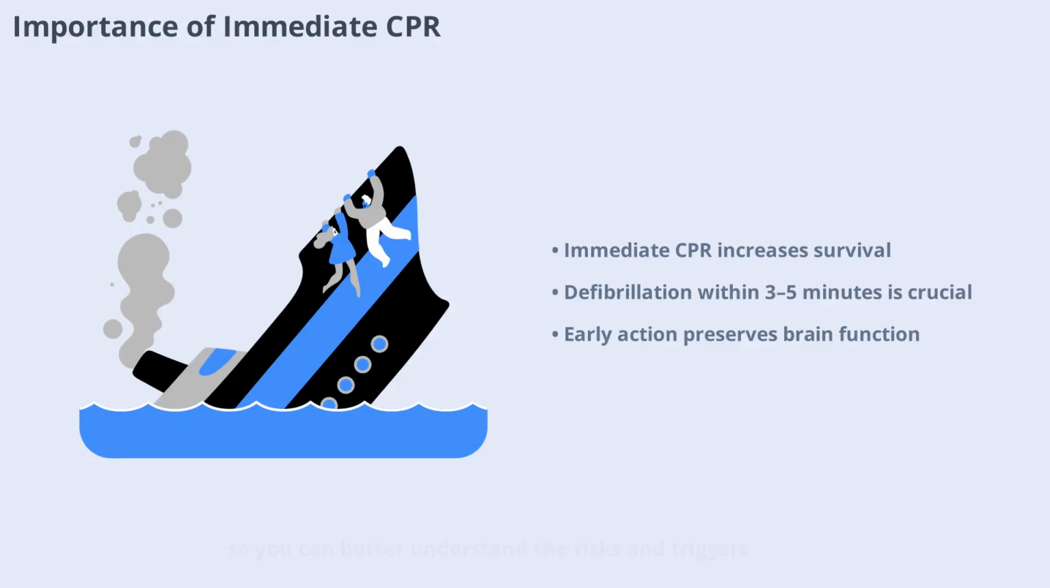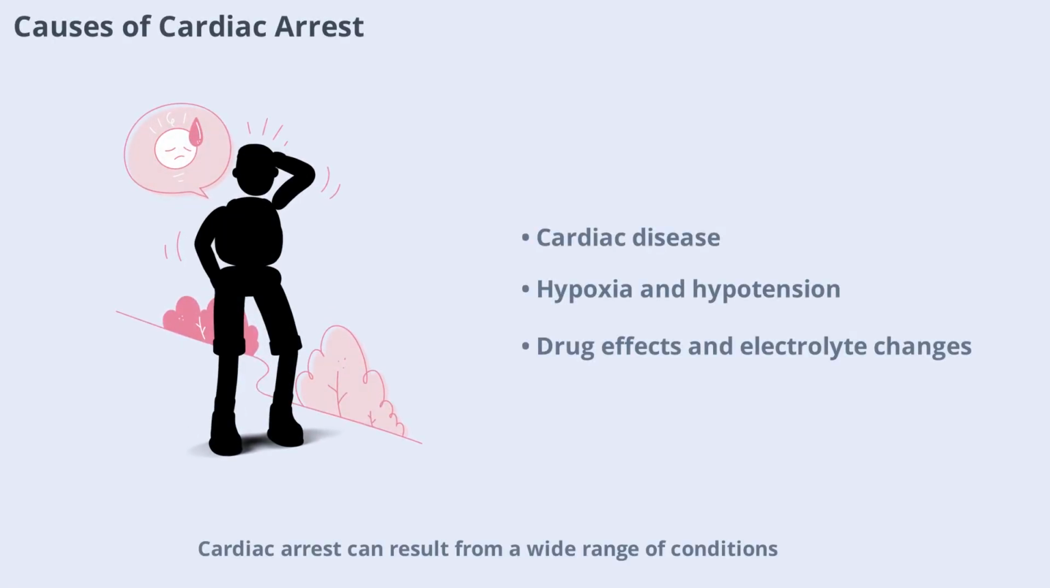Let's now look at the various causes of cardiac arrest, so you can better understand the risks and triggers. Cardiac arrest can result from a wide range of conditions. Cardiac diseases such as coronary artery disease, valvular lesions, cardiomyopathies, and heart blocks are common causes. Other factors include hypoxia from respiratory obstruction or disease, hypotension due to massive blood loss, and hypoglycemia, especially in diabetic patients or those undergoing surgery.